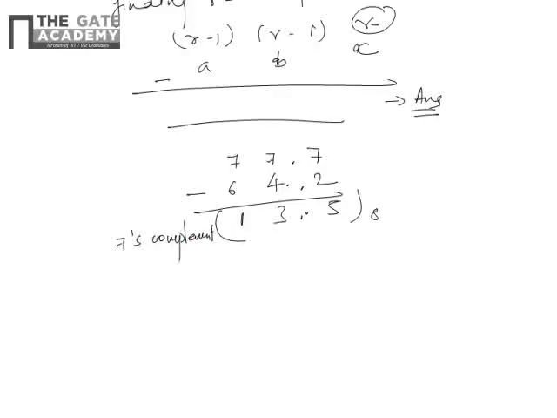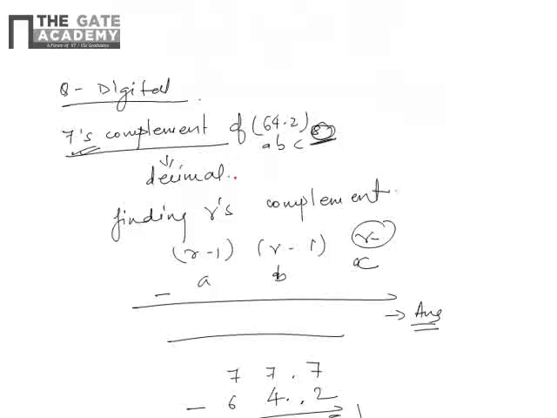I'm not changing the base. Remember, here is base 8, and we have to find the R's complement. So it will be R minus 1, R minus 1. That's why this 7 has come. So now this is base 8.